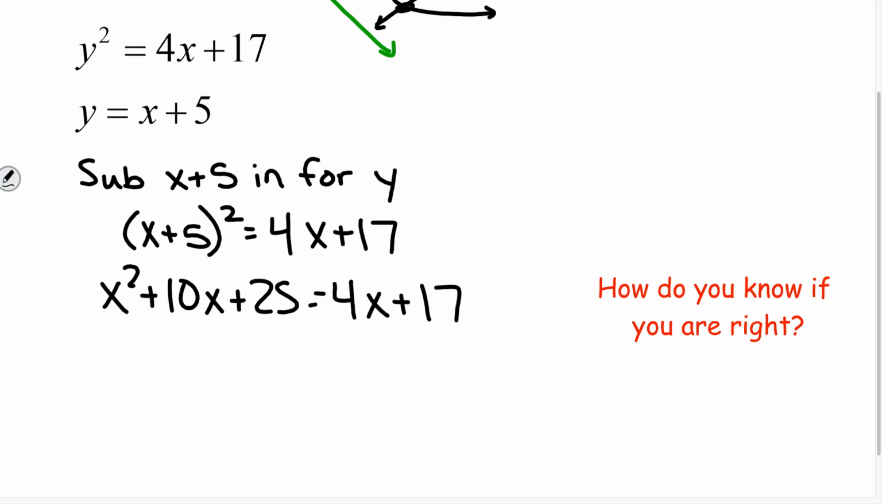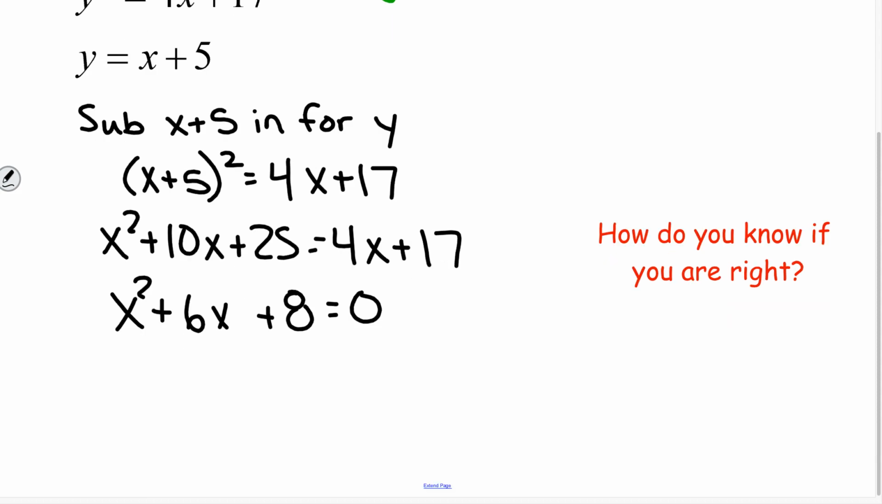And then, very similar to the questions that we had on our homework, when your equation has x squared and x in it, you have to make one side equal to 0 and solve. So I'm going to subtract 4x and subtract 17. What does that get me? x squared plus 6x plus 8. Thank you, Jake.